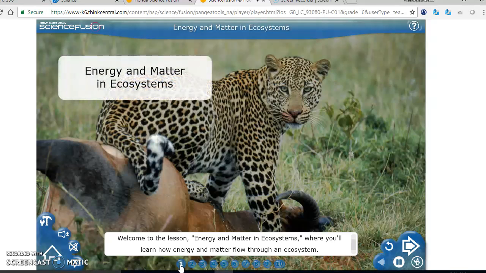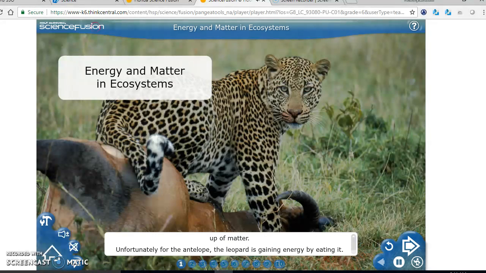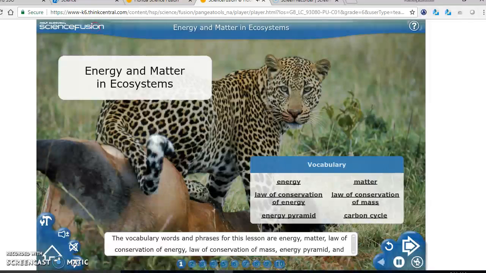Welcome to the lesson, Energy and Matter in Ecosystems, where you'll learn how energy and matter flow through an ecosystem. Everything shown here, including the leopard, antelope, and plants, is made up of matter. Unfortunately for the antelope, the leopard is gaining energy by eating it.